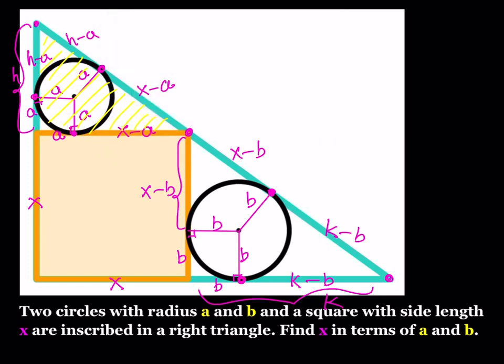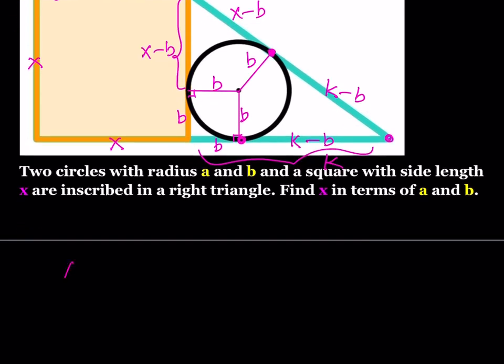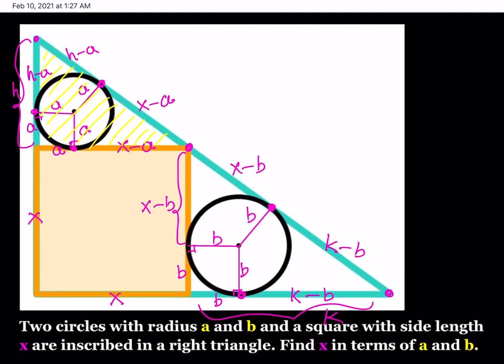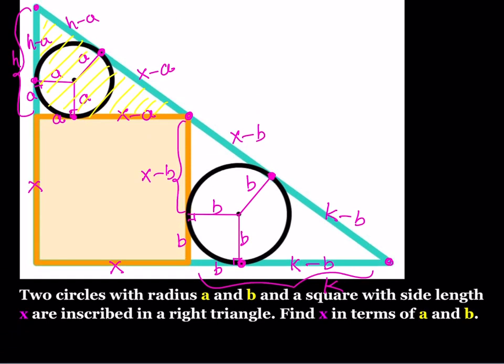So the base of this triangle is x, the height is h, therefore the area is going to be x times h divided by 2. That's the area of the triangle. But there's more than one way to find the area, of course, right? Now, what is another way using the incircle, right? This is an incircle with radius a.